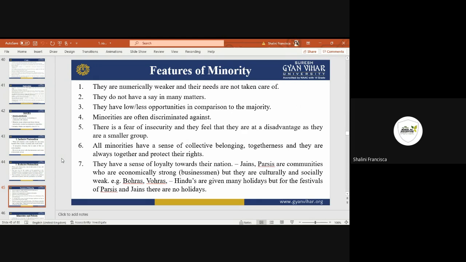Jains and Parsis are communities who are economically strong, meaning these people are businesspeople, but they are culturally and socially weak. Example, Bohras and Voras. Hindus are given many holidays, but for the festivals of Parsis and Jains, there are no holidays. So this is what we call minority suppression.